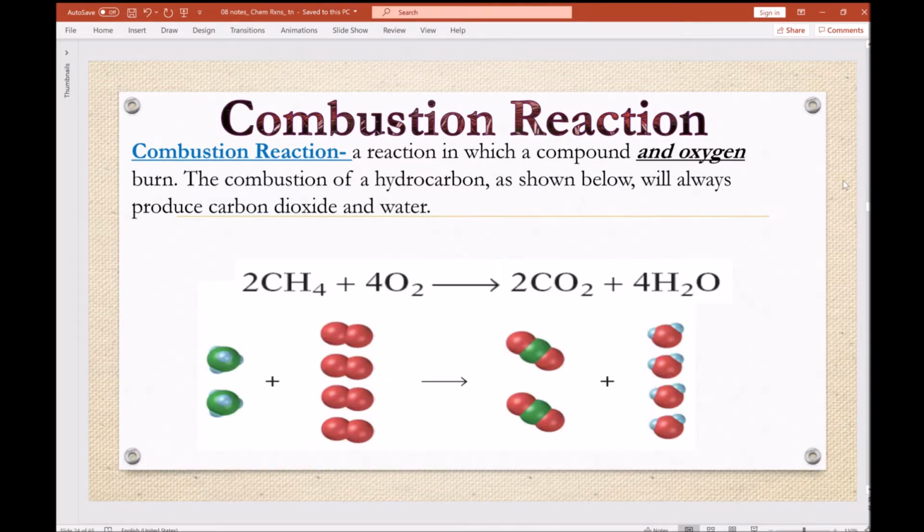The third type of reaction is a combustion reaction. This reaction occurs in the presence of oxygen, generating heat. For example, in the reaction of methane, a common fuel, it will react in the presence of oxygen and burn, producing carbon dioxide gas and water.